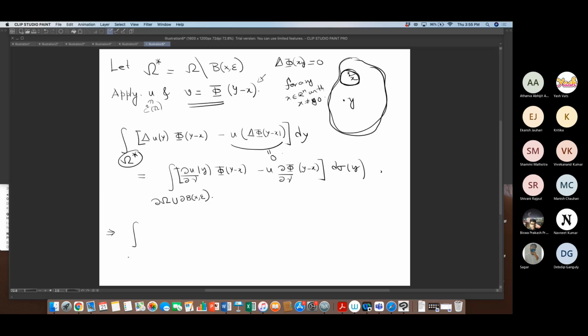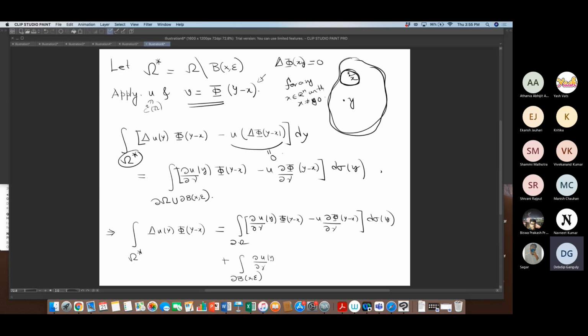So we have the integral over omega star of Laplacian u(y) phi(y minus x) is equal to, there are two parts: over del omega, del u by del nu(y) phi(y minus x) minus u del phi by del nu(y minus x) d sigma(y), plus over del B(x, epsilon), del u by del nu(y) phi(y minus x) minus u del phi by del nu at the point y minus x d sigma(y). I assume that there is no intersection. Okay, so this we have obtained for any u in C2 of omega and v with this function.